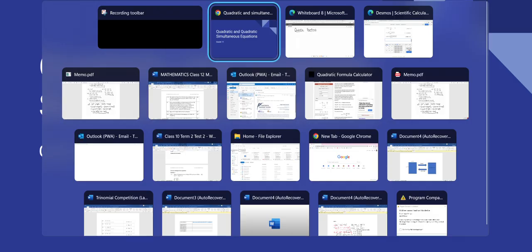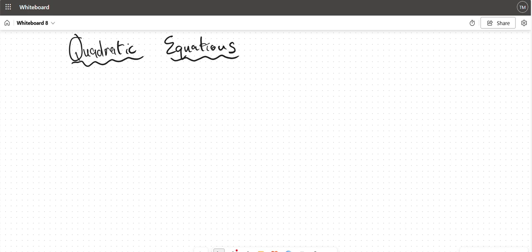So let's start with the quadratic equations. Let's jump right into it. So let's take something as easy as this. Start off easy and then we'll work our way up. So this is your quadratic equation and you're asked to solve for x.